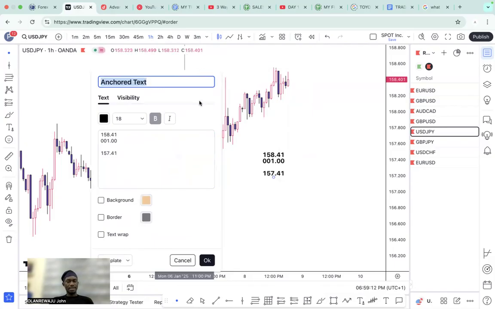And like I said earlier, for every pair, the last number is insignificant as it were. That's the pipettes. So 10 pipettes makes 1 pip. For example, the market is at 158.41. Let's say the pipette is 0 now, like we saw before. So when the pipette counts from 0, 1, 2, 3, 4, 5, 6, 7, 8, 9, then this one will change to 0.42. Do you get it?